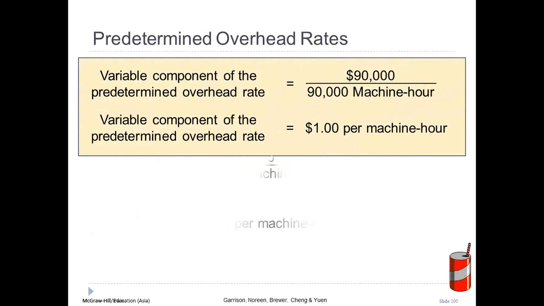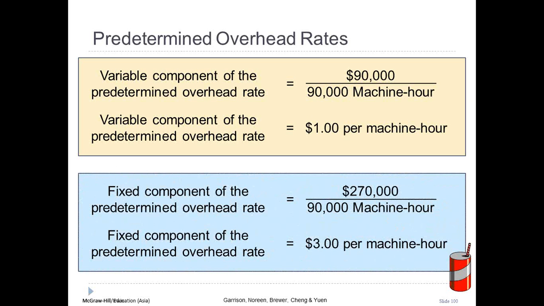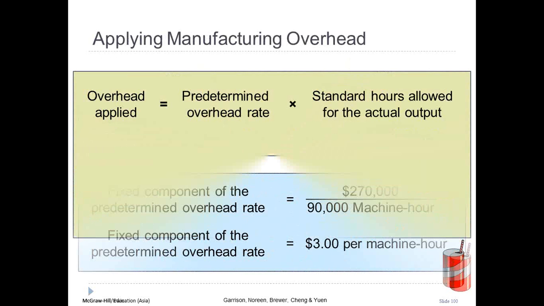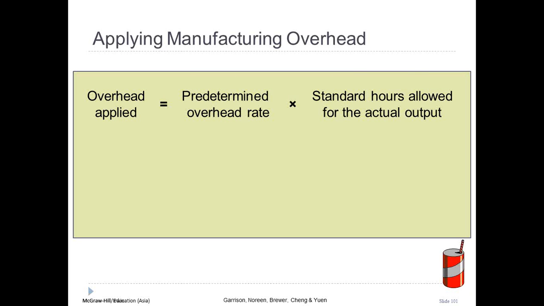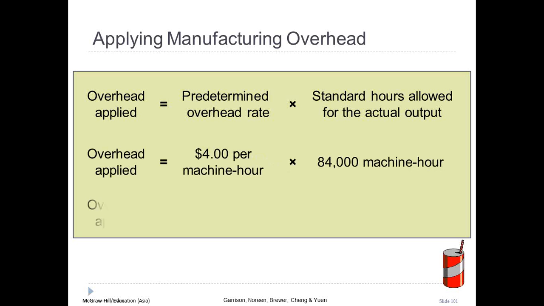The predetermined overhead rate can be broken down into a variable component and a fixed component. The variable component is $1 per machine hour. The fixed component used to compute the volume variances is $3 per hour. The total overhead applied to work in process is computed by multiplying the predetermined overhead rate times the standard hours allowed for the actual output. The total overhead applied to work in process is $336,000.